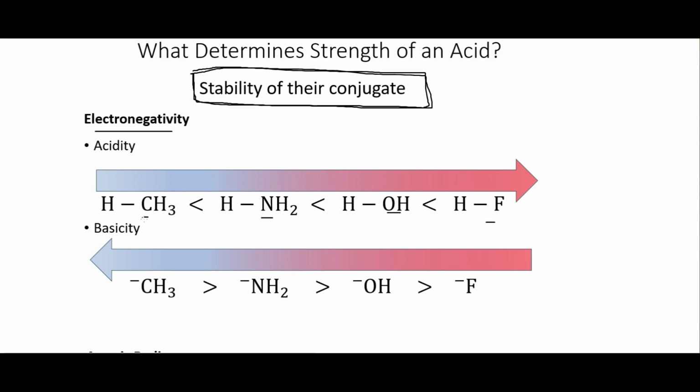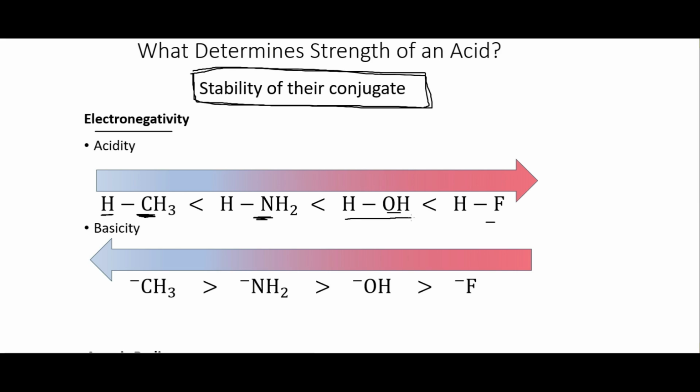And that's because this C is not going to hold onto a negative charge very well. And so this C is an extremely, extremely strong base, meaning that the H's on it are going to be extremely weak acids. We get to the nitrogen. This is going to be stronger than the carbon here, this acid here, but it's still going to be quite weak because this nitrogen isn't going to hold that negative charge very well.